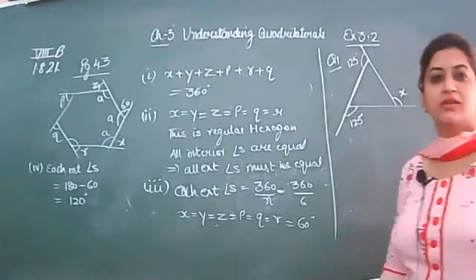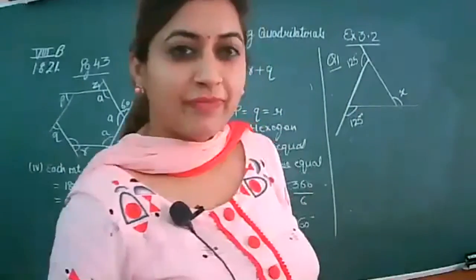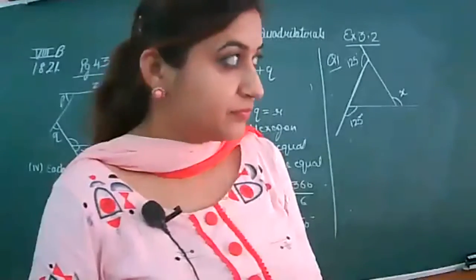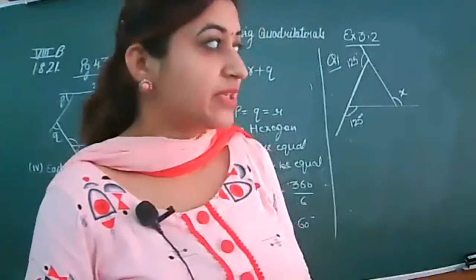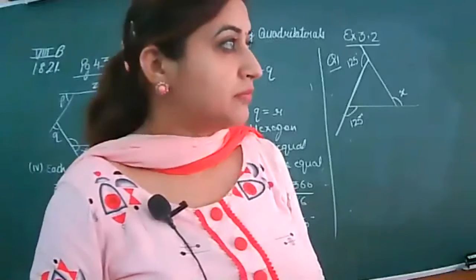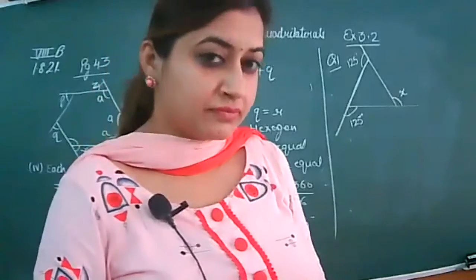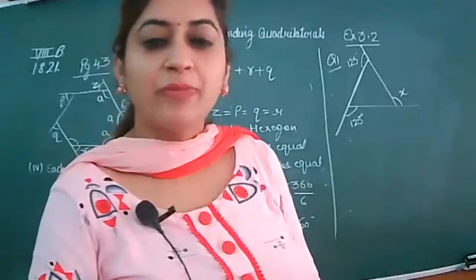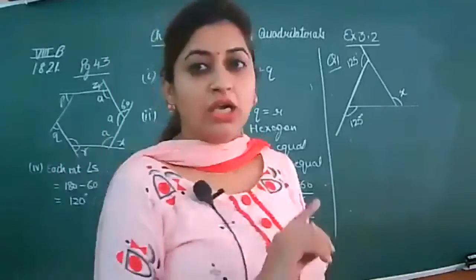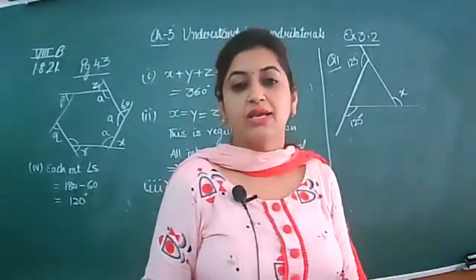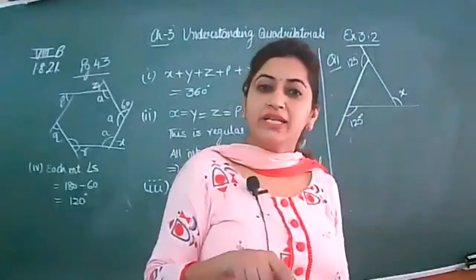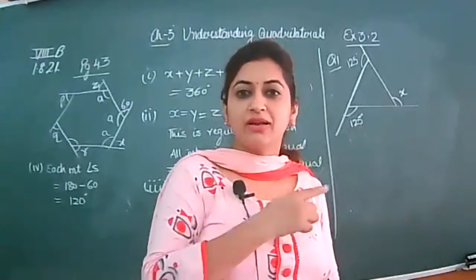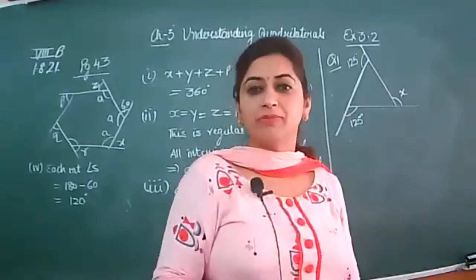Arish, want to tell me? Ma'am, 110. Tell me the method. Ma'am, all exterior angles have 360 degrees. Yes, the sum of all the exterior angles of a polygon is always 360. So there are 3 exterior angles. In a polygon, as many interior angles as there are, the same number of exterior angles are formed. 3 exterior angles are there, 2 are already given, so you will find the missing one.